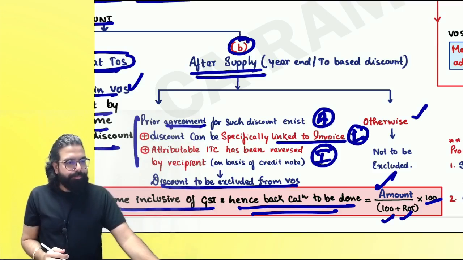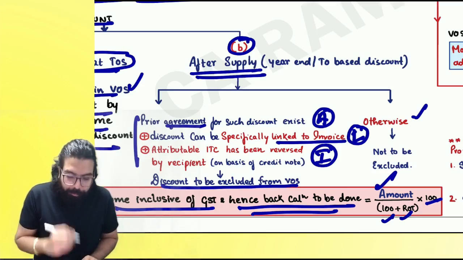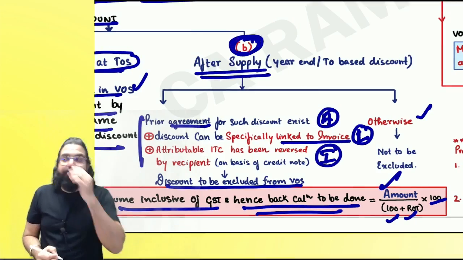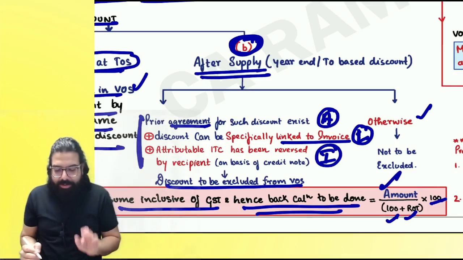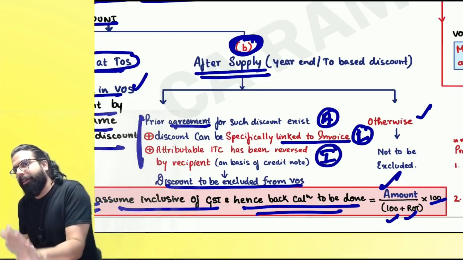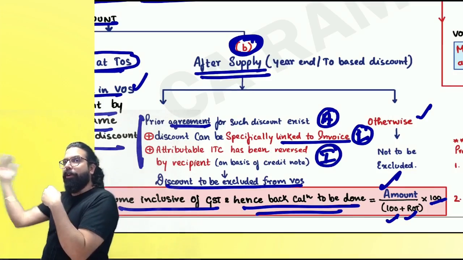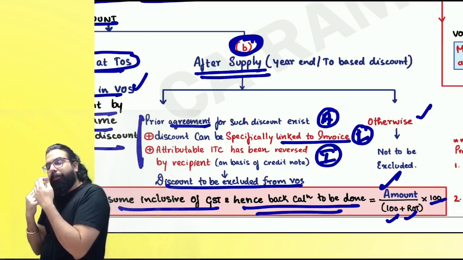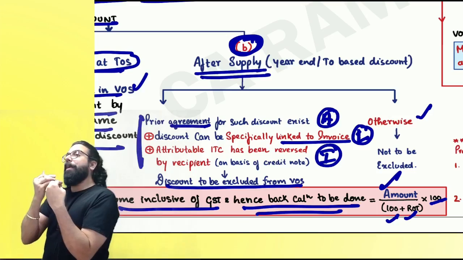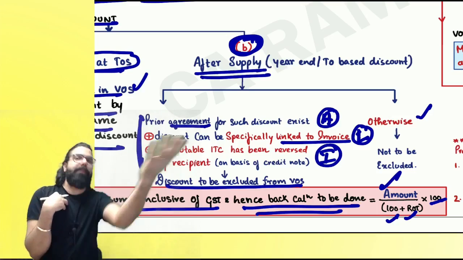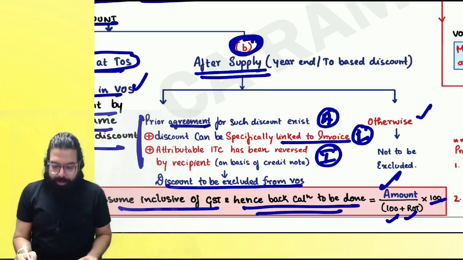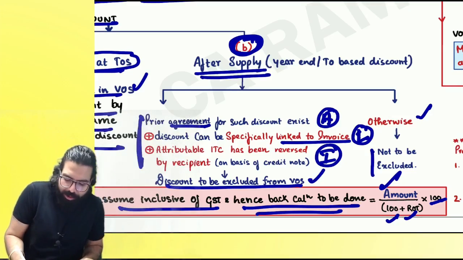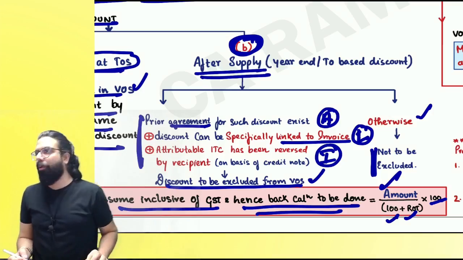Everyone over here now. So, if any discount is given after supply, then what will happen, everyone? After supply, the ALI condition has to be met. If the ALI condition is met: we had an agreement. Number two, linking with the invoice is possible. And number three, I have given him a credit note, and he is reversing the credit. Then always remember the discount is to be excluded. Otherwise, the discount will not be excluded. Can I go ahead, everyone?